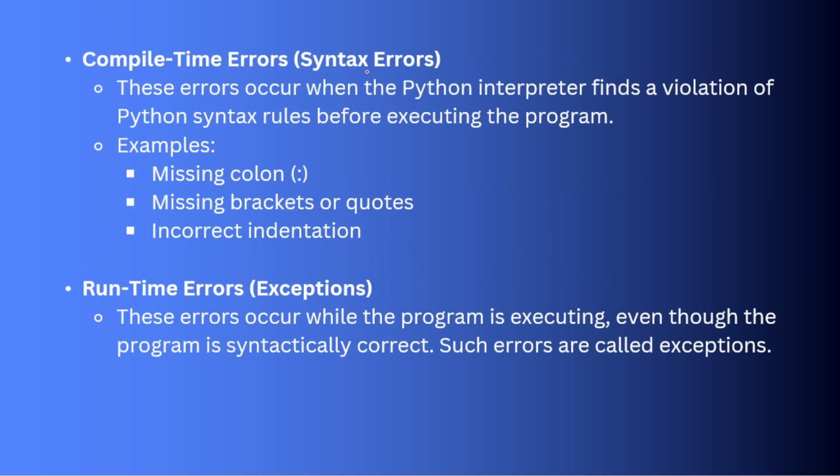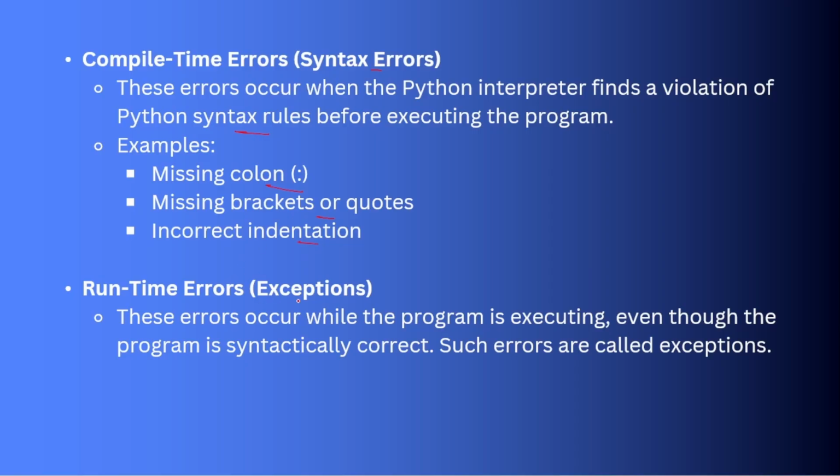Okay, so what are compile time errors or syntax errors? These errors occur when the Python interpreter finds a violation of Python syntax rules before executing the program. So we know that while writing Python, we have to follow certain syntax rules. In case there is something wrong with the syntax, for example, if the colon is missing, or if the brackets or quotes are missing, or if the indentation is not correct, then it causes a compile time error. That is why it is very important to write the programming language in its correct syntax. Otherwise, compile time errors are generated.